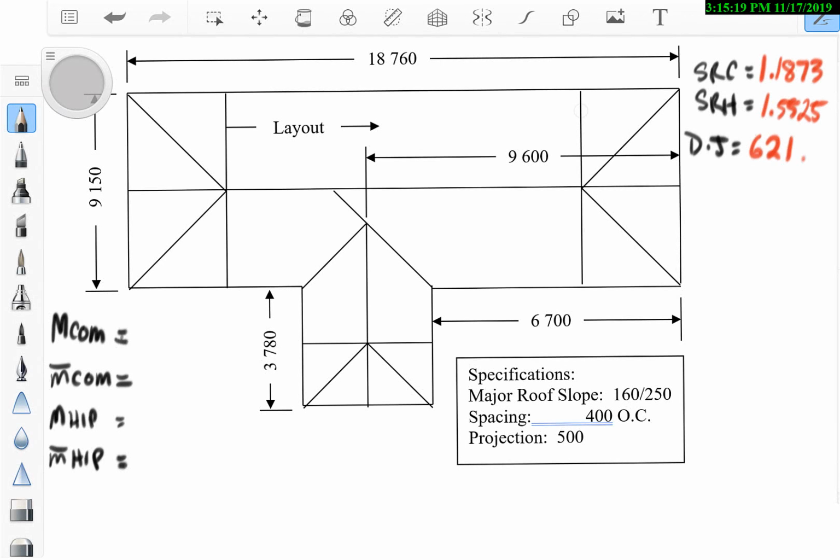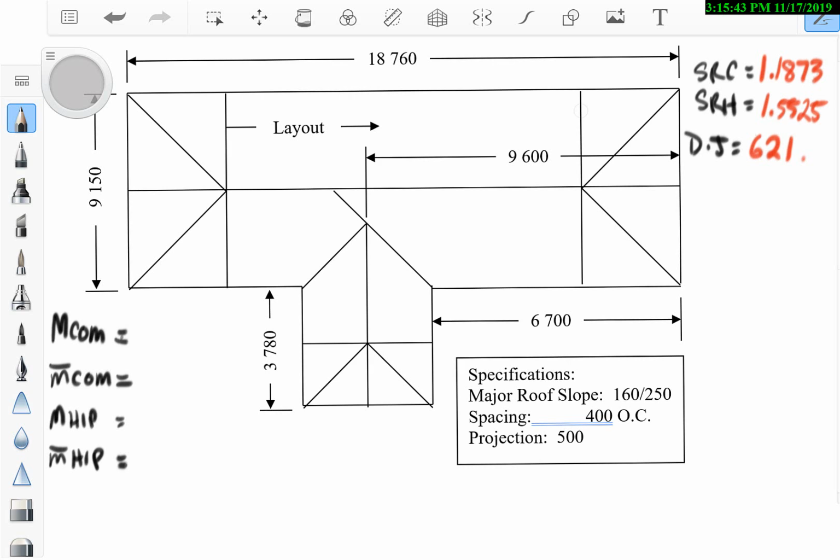Okay, welcome back. We are going to start working on an equal intersecting roof, and we'll take this in a couple of phases here. First off, I've already calculated my slope ratio common, which of course is the hypotenuse of a 160 rise, 250 unit run. Hypotenuse, of course, divided by the common unit of run.